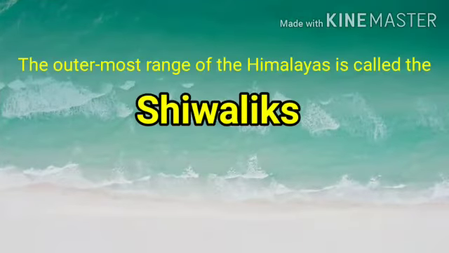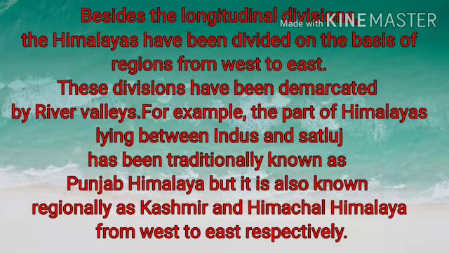The outermost range of the Himalayas is called the Sivaliks. Besides the longitudinal division, the Himalayas have been divided on the basis of regions from west to east. These divisions have been demarcated by river valleys. For example, the part of Himalayas lying between Indus and Satluj has been traditionally known as Punjab Himalaya, but it is also known regionally as Kashmir and Himachal Himalaya from west to east respectively.